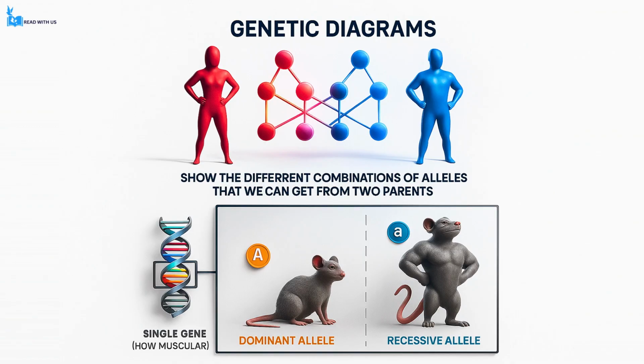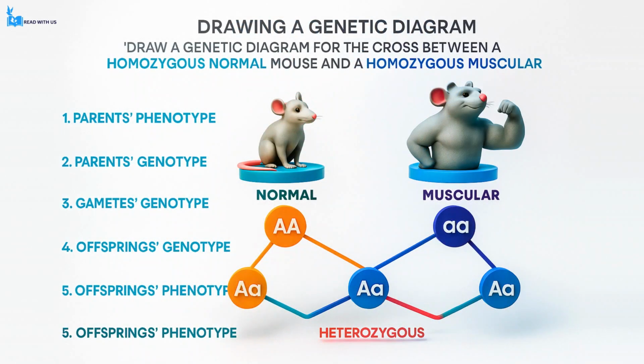Every organism has two copies of each gene, and the combination of alleles is what we call the genotype, whereas the visible characteristic it produces is the phenotype. Let us walk through a common example in genetic questions, which involves drawing a genetic diagram for a cross between a homozygous normal mouse and a homozygous muscular mouse.